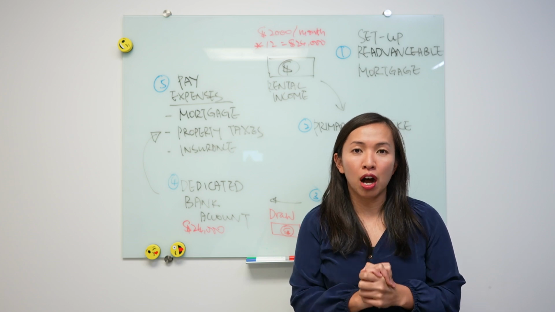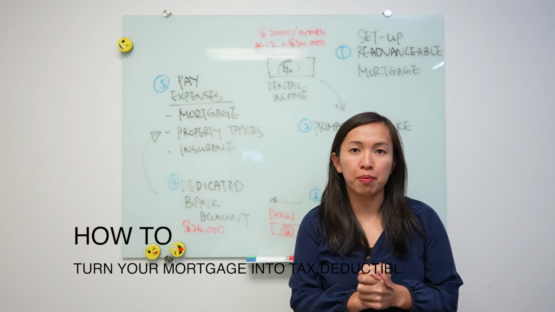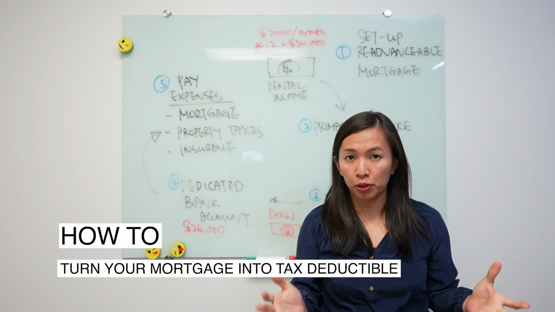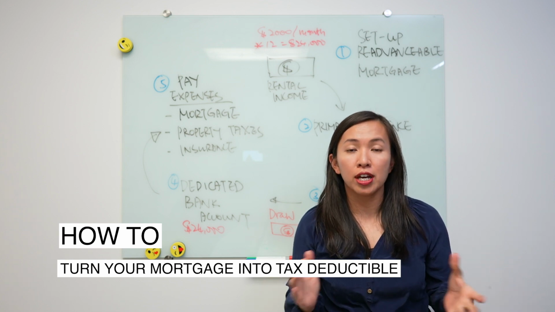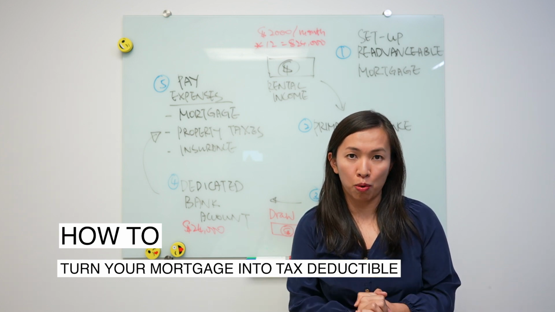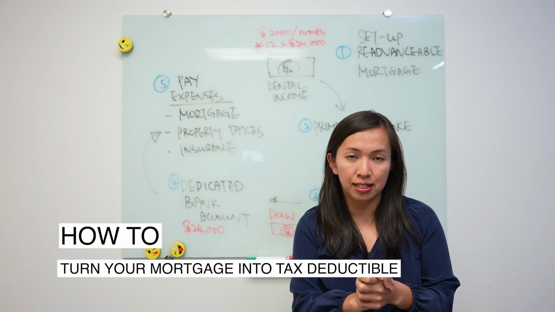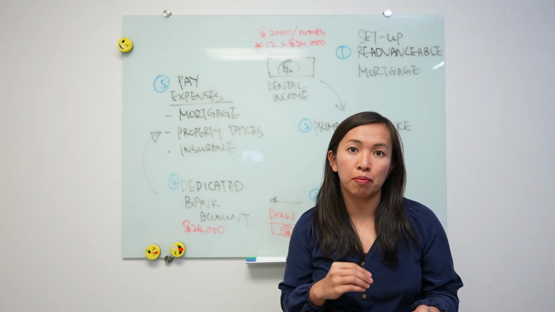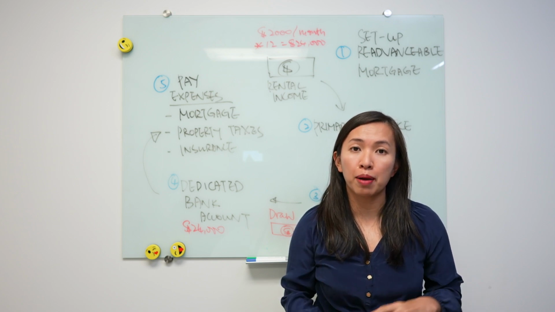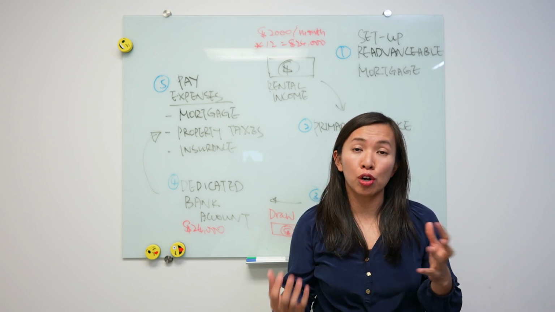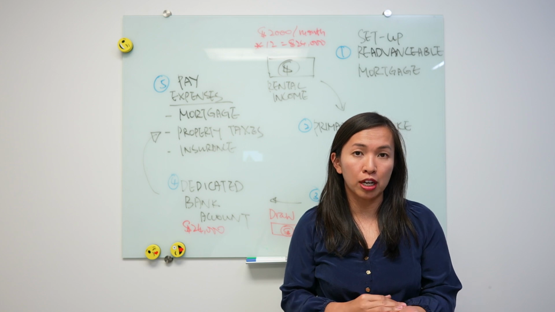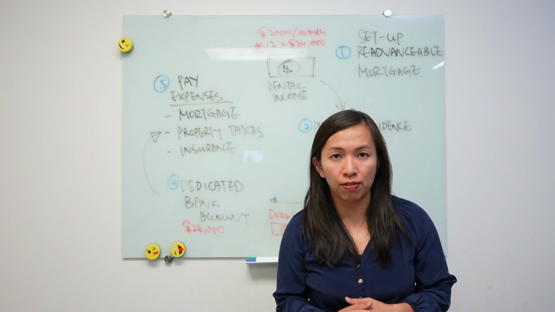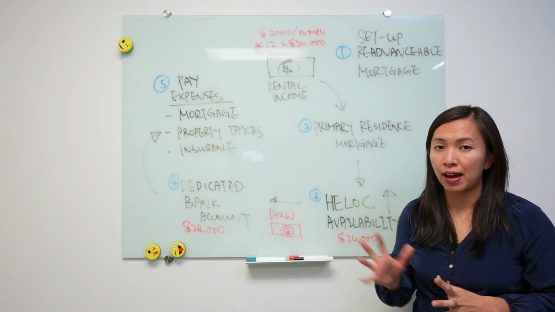Today, we're going to talk about how to turn your primary residence mortgage that is normally a non-deductible mortgage into a tax-deductible mortgage, so you can save more taxes. In Canada, we're technically not allowed to deduct the mortgage interest that you incur on your primary residence. To turn it into a tax-deductible mortgage, there are 5 steps that you need to follow. And today we're going to go through the 5 steps.